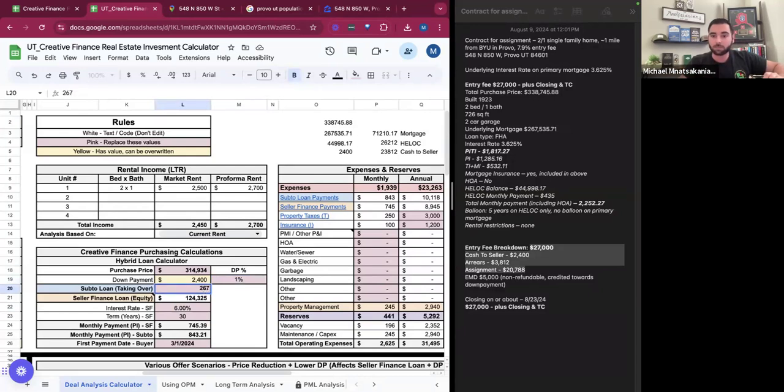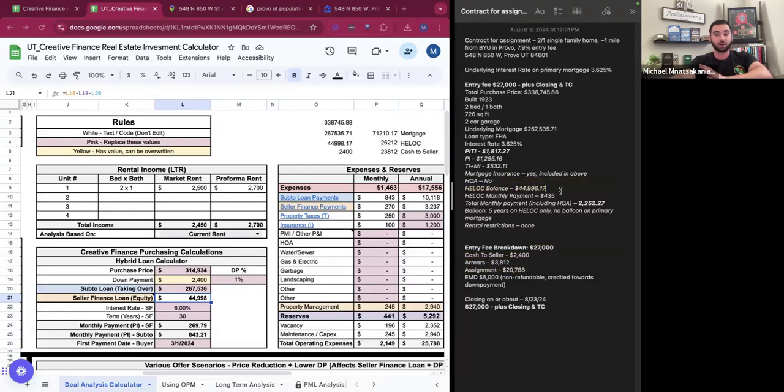Then we have 267,535.71, and that leaves $44,998, which is exactly what the HELOC balance is, right? We're not surprised because that should make sense. We just added those numbers up and now we subtract, that's what's left over. In this instance, we can leave this HELOC here as is for the time being for the sake of analysis as the seller finance loan. You don't need to put it somewhere else because you're just taking that over anyway.